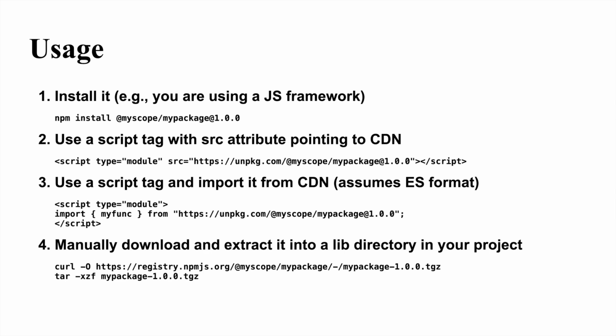First, if you're working within a JavaScript framework, you can install the package as you would any standard dependency. Second, you can use a script source tag to pick it up from the CDN at unpkg.com. Third, you can use an import statement inside a script tag. This assumes that your package has been published in ES format. This is the technique we used in Project 1. Finally, you can just download the tar file directly from npm, extract it, and put the code in a lib directory in your project. You can use the npm view command to get the URL of the tarball.